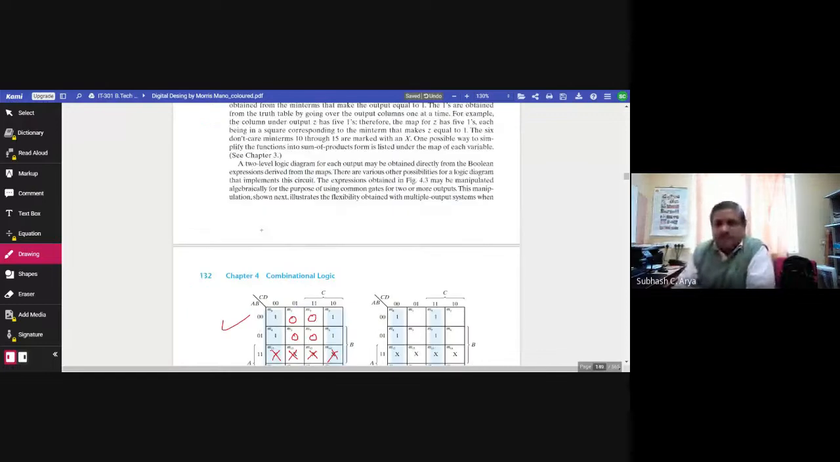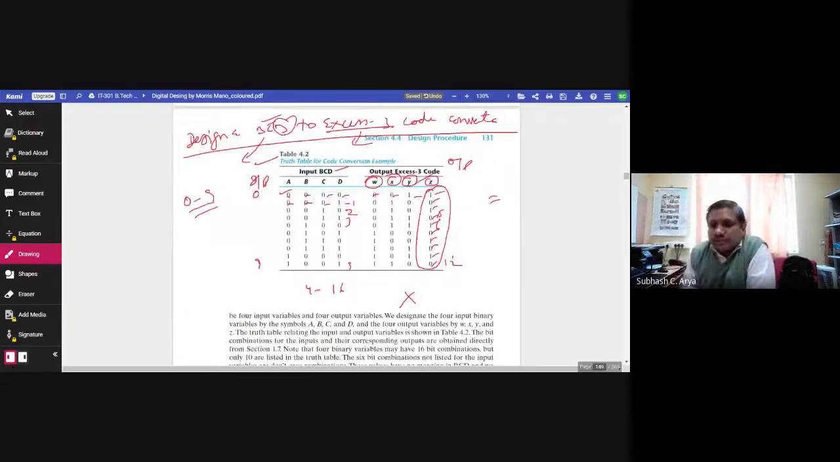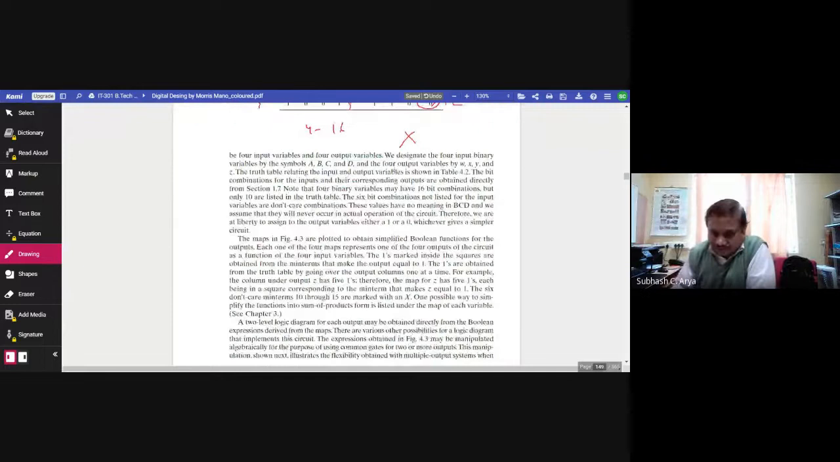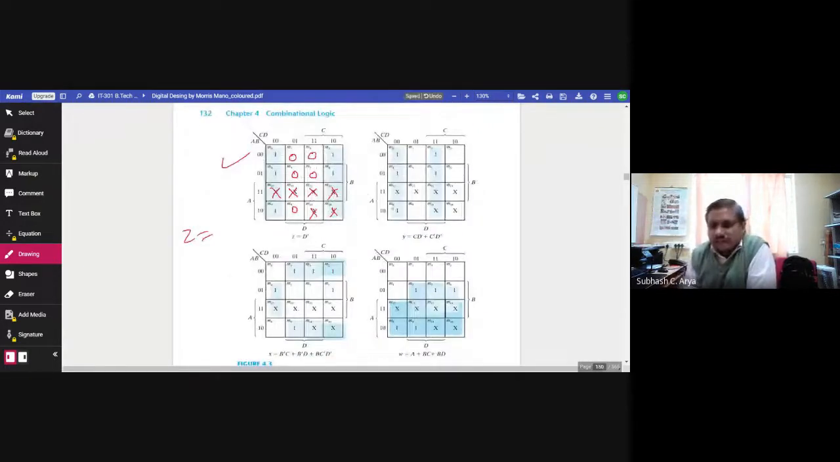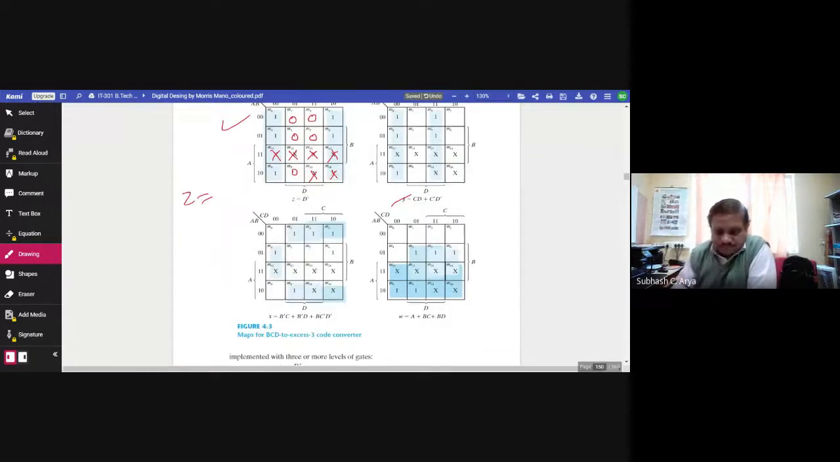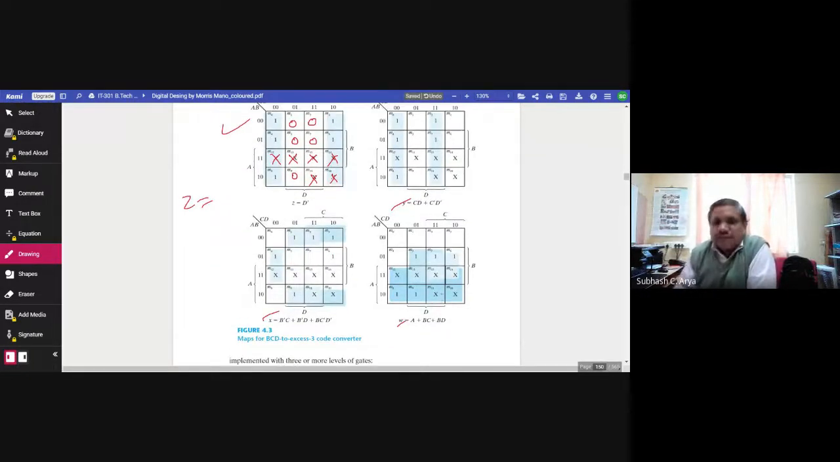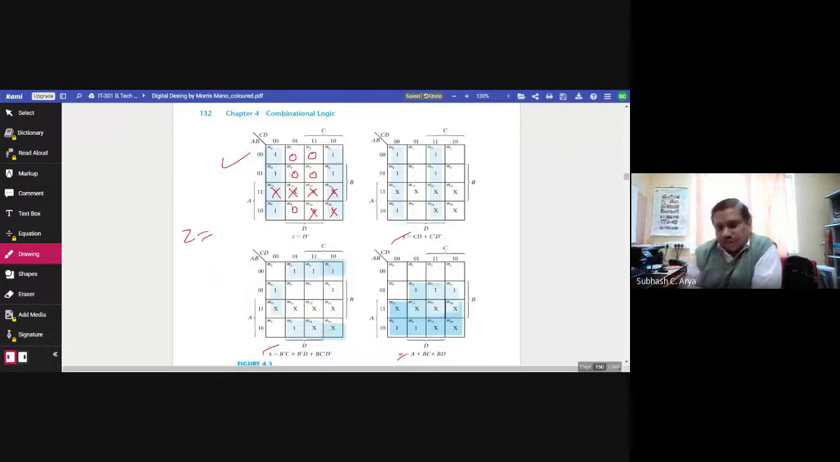Similarly, we fill up the information for Y, X, and W. So you can see we have four outputs Z, Y, X, and W. Now let us see how to solve it. For the solution, we have to go for the maximum number of adjacent ones. You can see here this is 1, 1, cross, cross, 1, 1, cross, cross. So we can easily make an octet, like this.